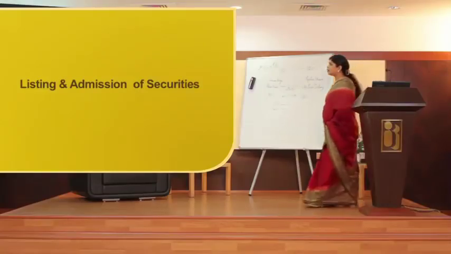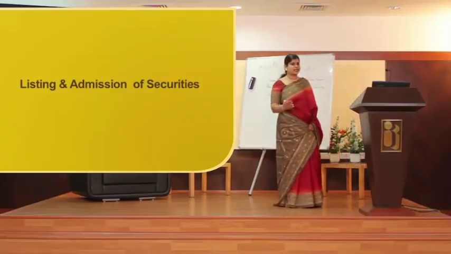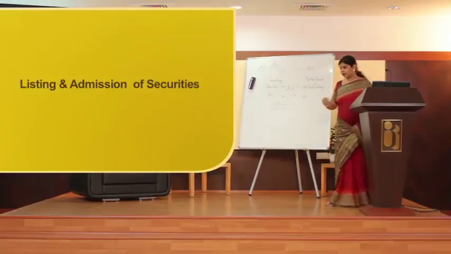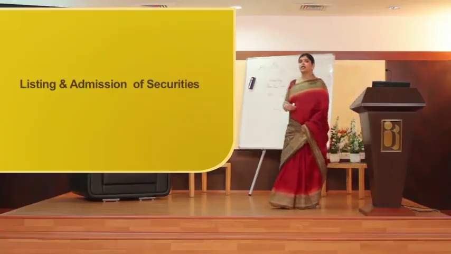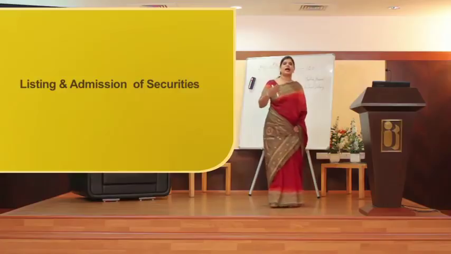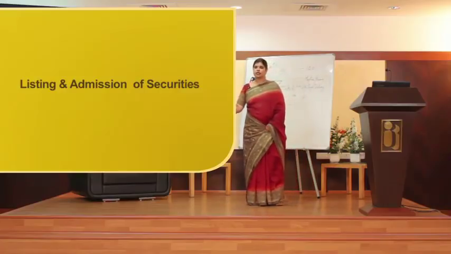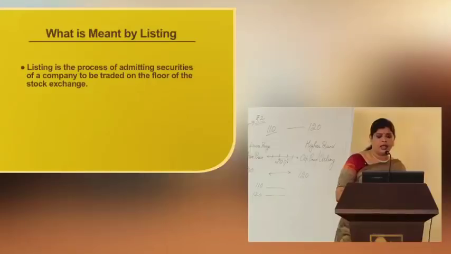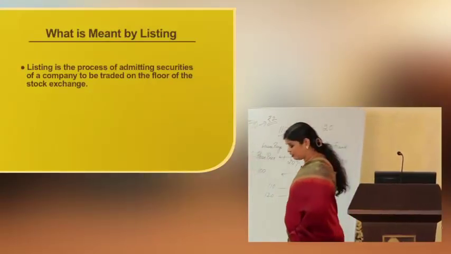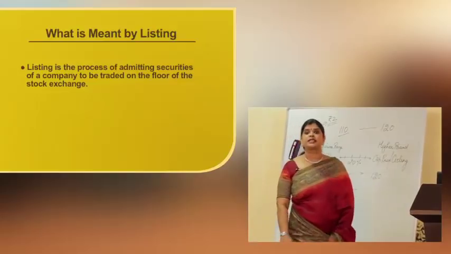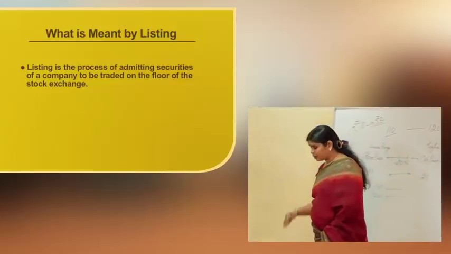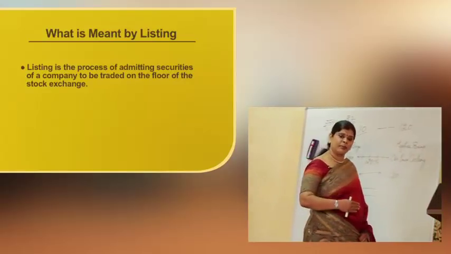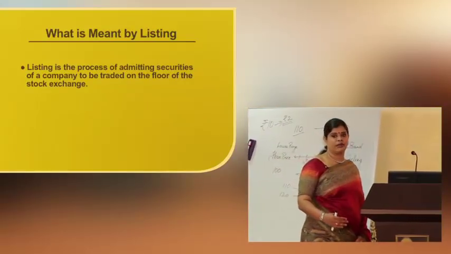Now, what do you mean by listing and admission of securities? As I said, once the book building process is complete, once the bidding is done, the cutoff price is decided, and the allotment is done, definitely the IPO has to be listed on a recognized stock exchange. Now, what do you mean by listing? Friends, listing is the process of admitting the security of the company to be traded on the floor of the stock exchange. It is nothing but moving from the primary market to the secondary market.